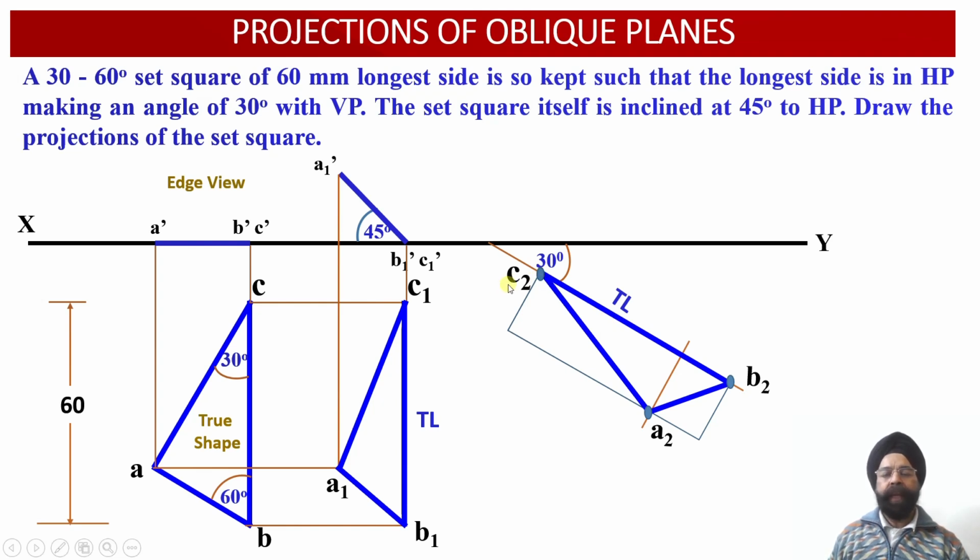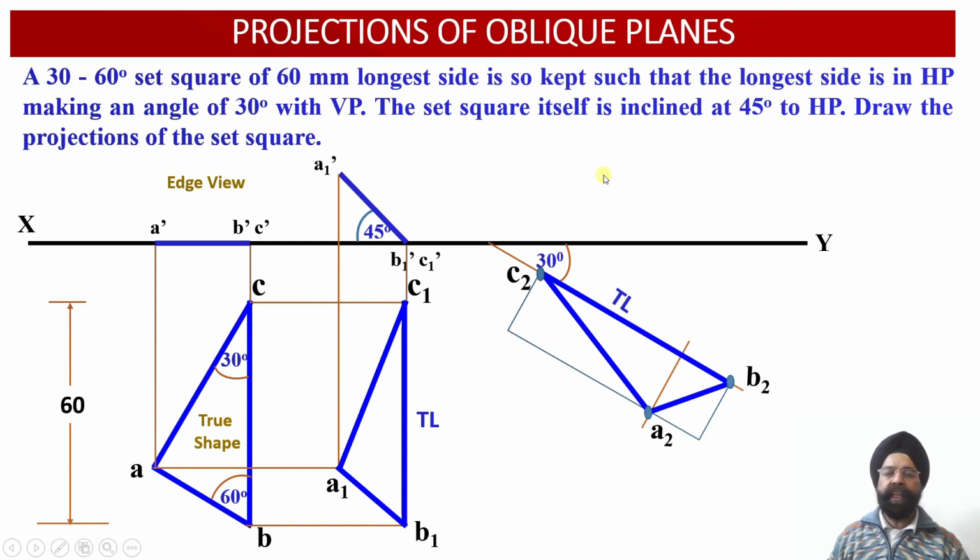So we have been able to transfer this triangular lamina or 30-60 set square in such a way that the longer edge, which is a true length and it is lying in the horizontal plane, is inclined with respect to the vertical plane at an angle of 30 degree. Now these are the projections of the oblique lamina which is inclined to both the horizontal plane and the vertical plane. So the top view projections have been obtained.